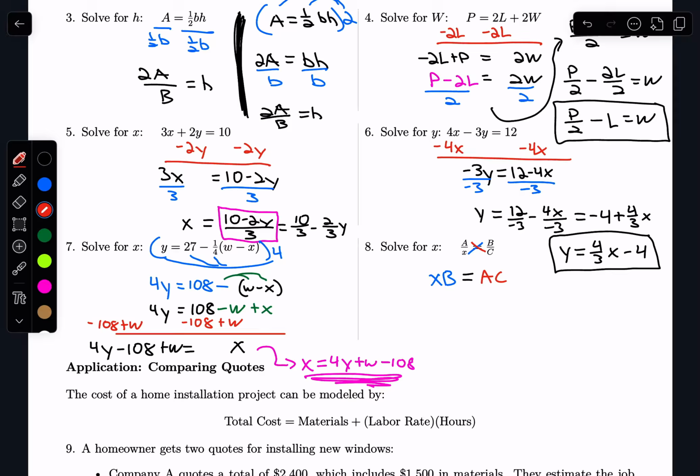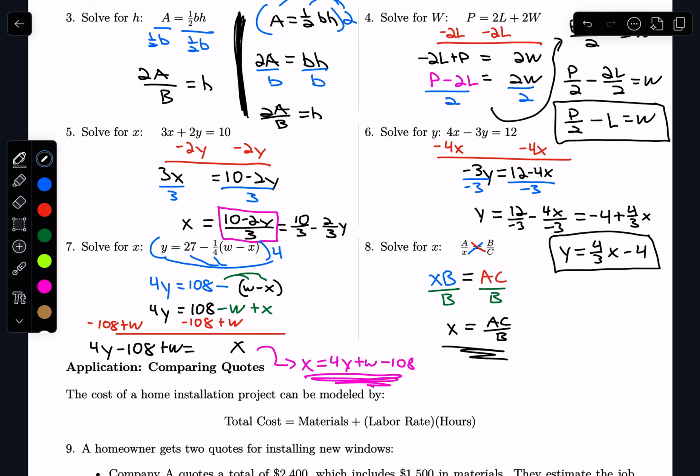We want to get x by itself, so we're going to go ahead and divide both sides by b to get that x isolated. On the left side, we just have x, and on the right side, nothing to simplify there, just ac over b. So that one ends up being pretty easy once you do that cross multiplication. Then all we had to do was divide by b on both sides.